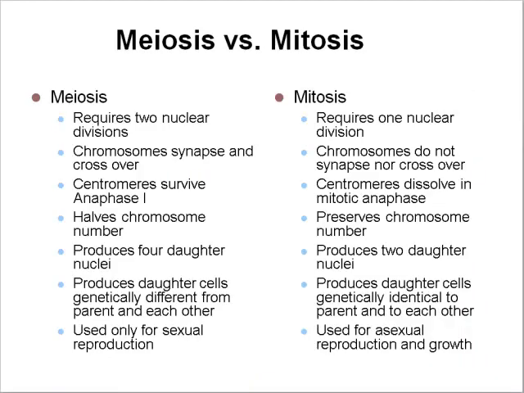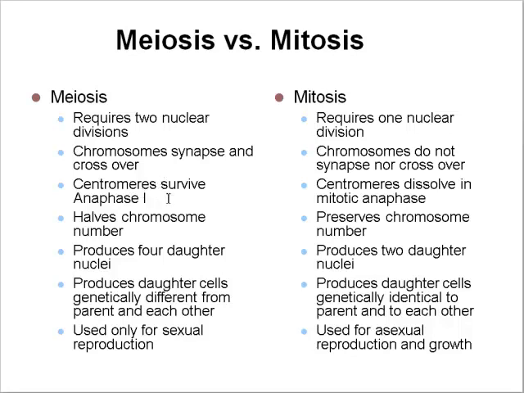So to summarize then, we have these two types of divisions that we've talked about in the past week in both lecture and lab. And so we have meiosis, which requires two nuclear divisions, involves crossing over, and we notice that we have 4 daughter cells that are produced in meiosis, and it's only used for sexual reproduction. The centromeres do survive anaphase 1, as you notice in meiosis.